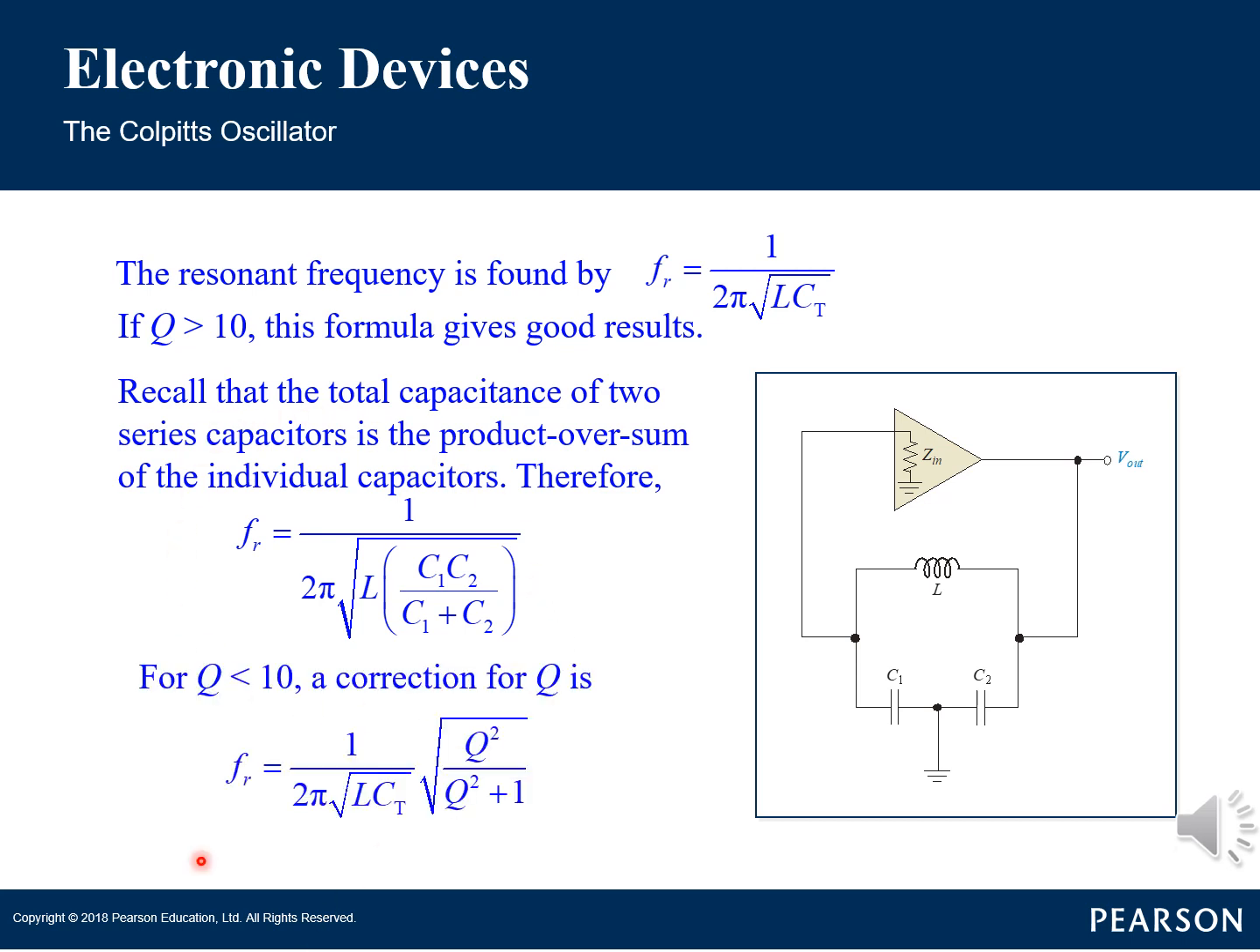When Q is less than 10, f_R is reduced significantly, and the previous formula needs a correction for Q, and again the f_R becomes like this.